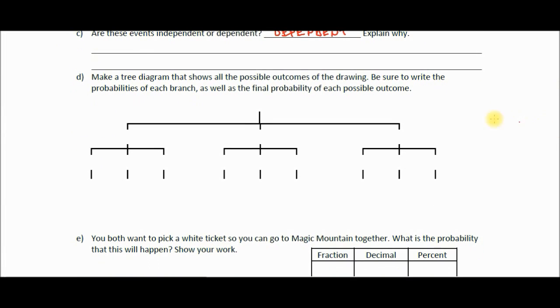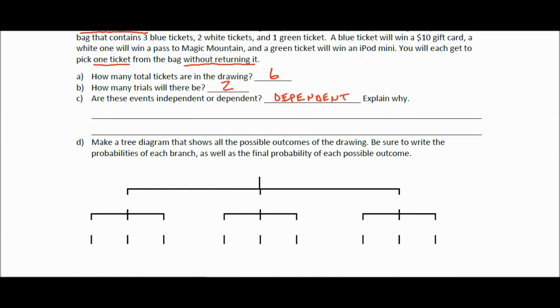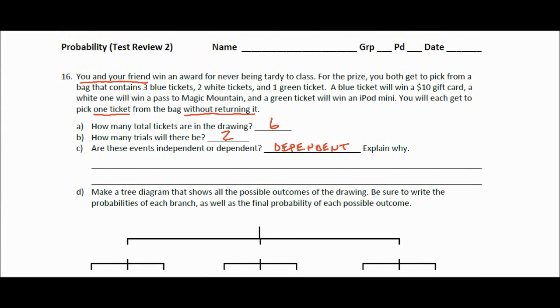Make a tree diagram that shows all the possible outcomes of the drawing. Be sure to write probabilities of each branch as well as the final probability of each possible outcome. We've done this in class a number of times now. What are we tracking, class?